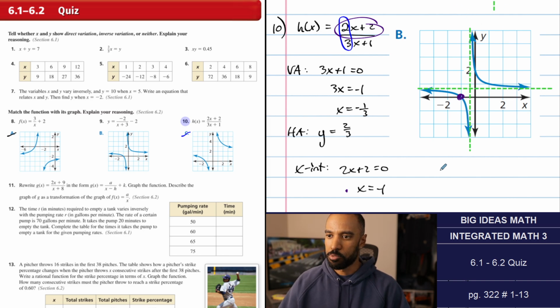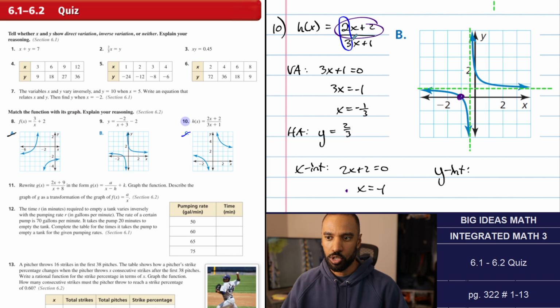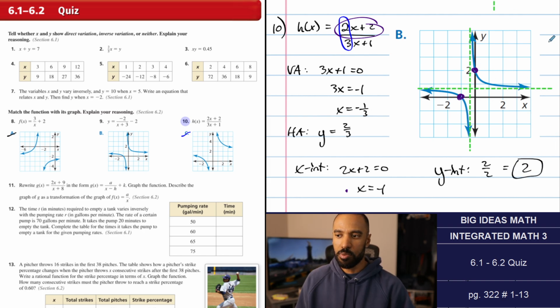And then the y-intercept, you set x equal to 0. In setting x equal to 0, take h of 0. 2 times 0 plus 2, over 3 times 0 plus 1. You get 2 over 1, which is 2. So 2 is this guy right here. So everything seems to be matching from what we have.